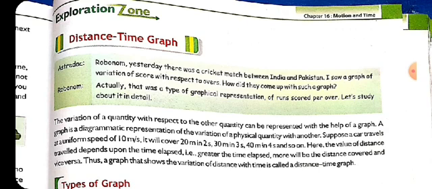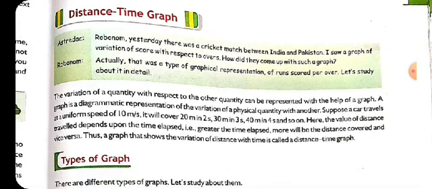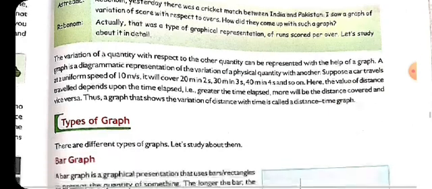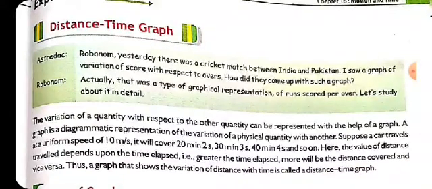So we are going to proceed with the next topic, that is the distance time graph. In this we will be comparing two physical quantities. Basically, whenever we plot a graph, we are using two physical quantities and comparing how they vary with each other, that is, how they change with respect to each other. In this chapter we are studying distance and time, so we are going to discuss the distance time graph.